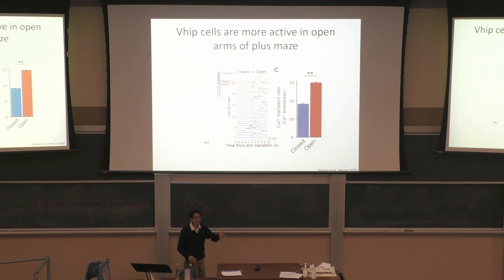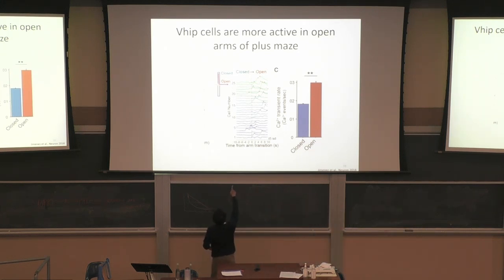So not just are the cells more active in the open arms, but how does it look when the mouse is actually making crossings from the closed arm to the open arm? The mouse is going from the closed space to the open space and going back and then peeking out again and then going to the open again. They're doing a lot of exploration in this environment.